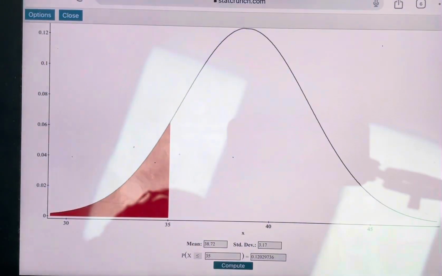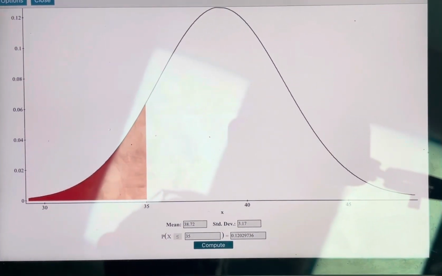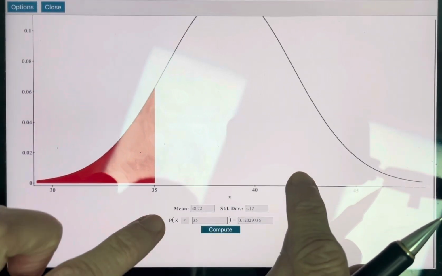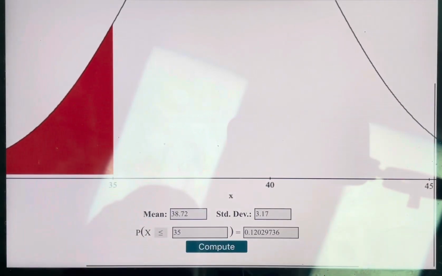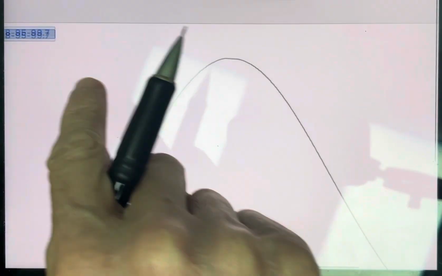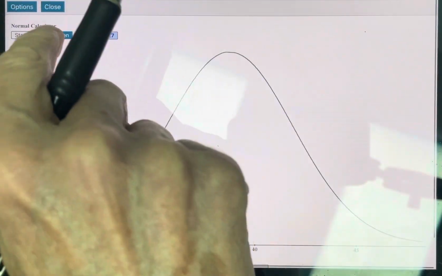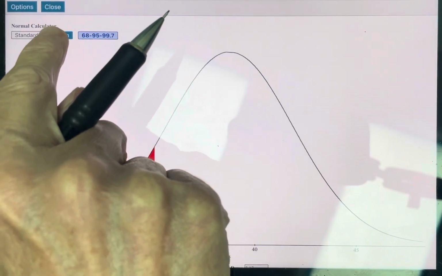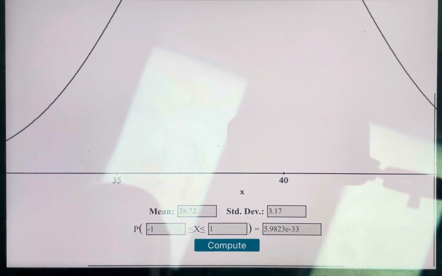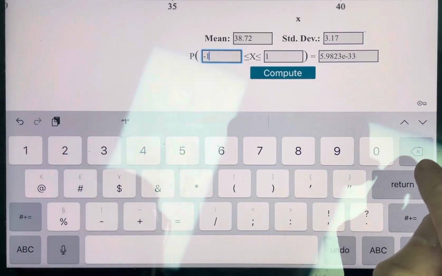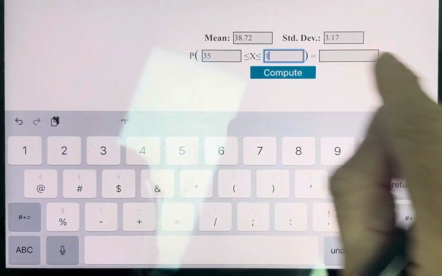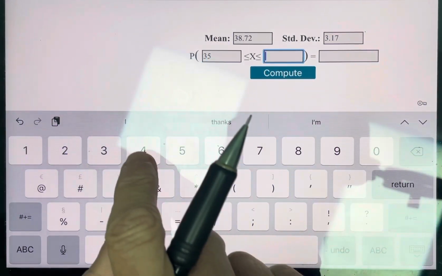So let's go back here to StatCrunch. We've already got our data in. We can use the same mean and standard deviation. Maybe I can open it up a little. Yeah, there we go. Same, but now we want to be between. So I've got to go over to here and choose the between option right here, so that when I come down here, I can put it between two things. And I want it to be between 35 inches and 40 inches.